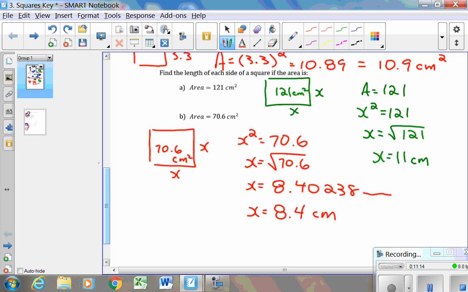So there's the first page of our notes. Can you use your calculator to square things to find area? And can you use your calculator to take square roots when you know the area to find the length of the side?